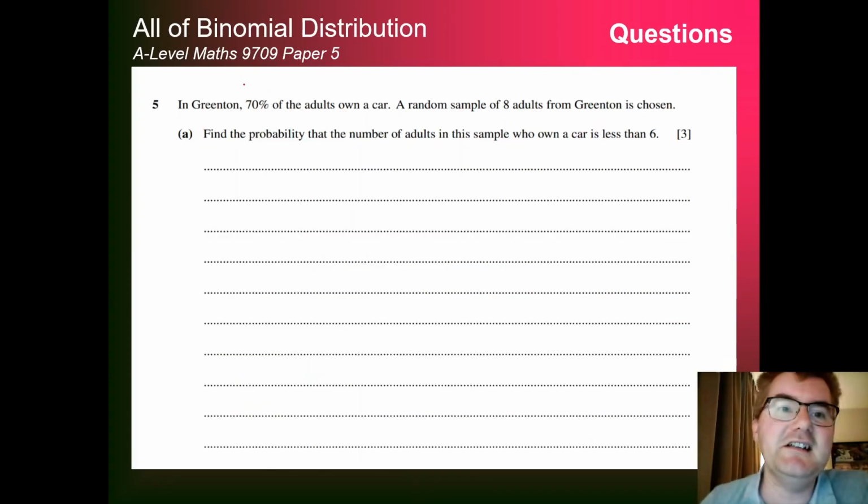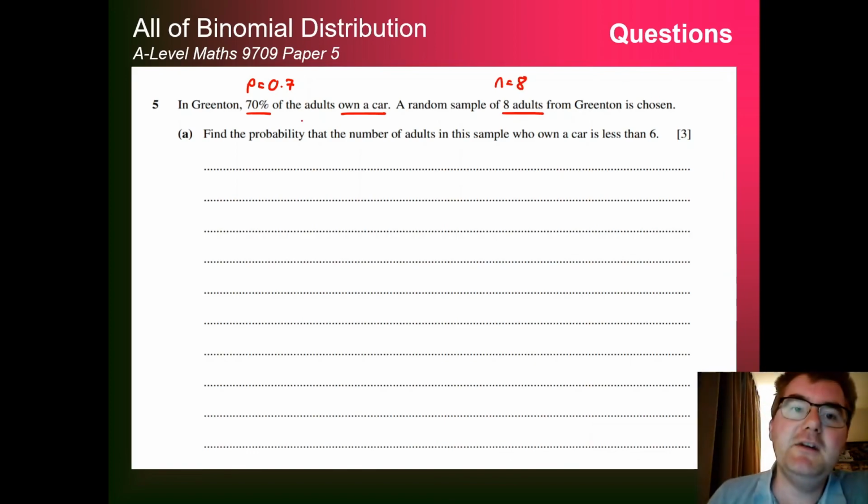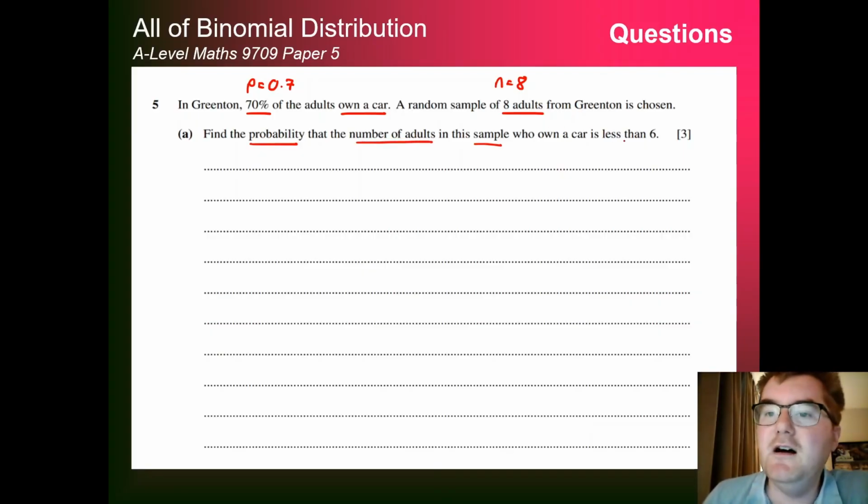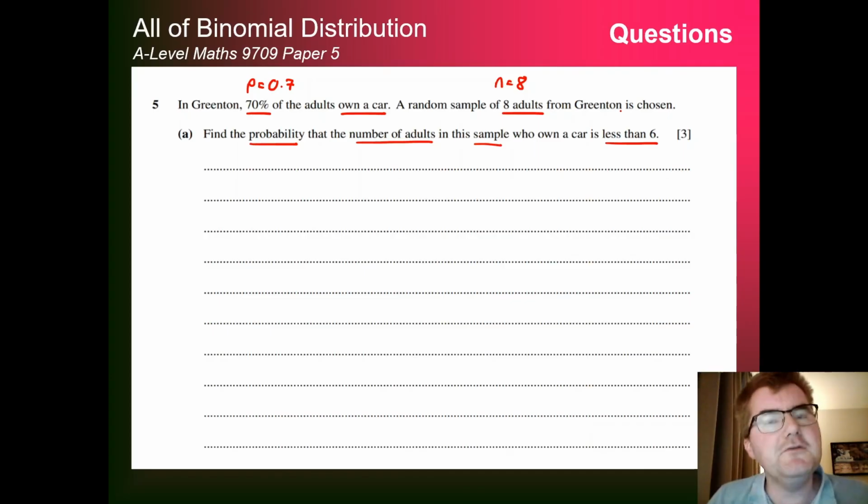Right, let's get started. So in Greenton here, 70% of adults own a car. So the probability of owning is 0.7. And our random sample here of 8 adults, so our n here is going to be equal to 8, from Greenton is chosen. And now we need to work out the probability that the number of adults in the sample who own a car is less than 6. So how do we write this in mathematical notation and then use the tools that we have?